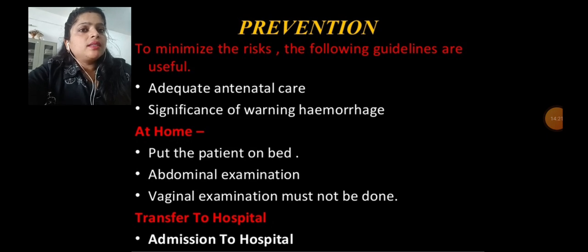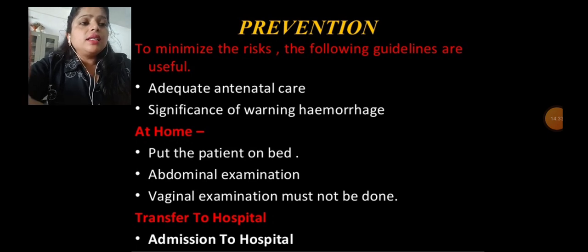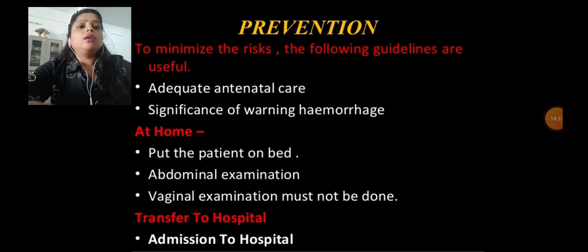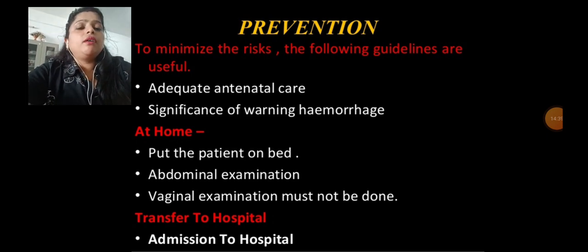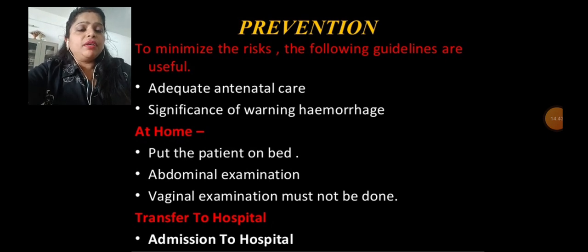First one is to minimize the risk. The following guidelines are used. Firstly, adequate antenatal care. As I already told, when the female is in an urban area, it is easily accessible for the female and her family members to take her to the clinics and hospitals and to take care of her. If it is in a rural area, it is difficult for the female.